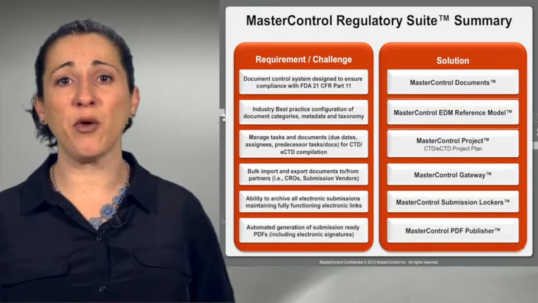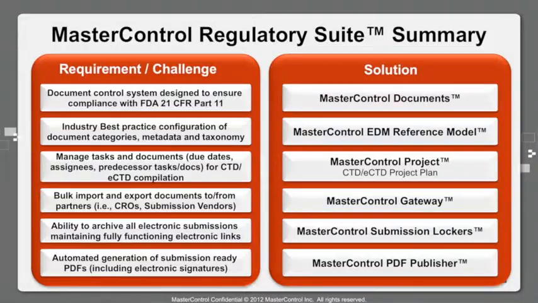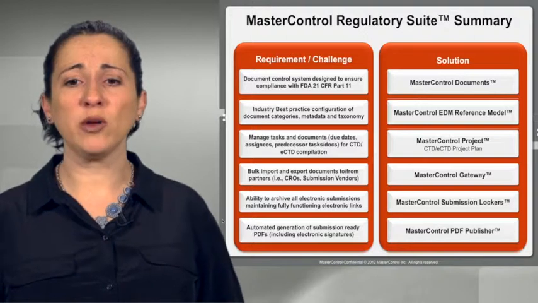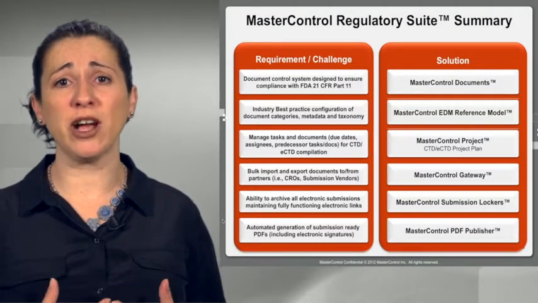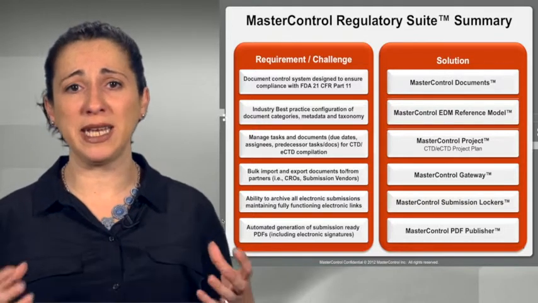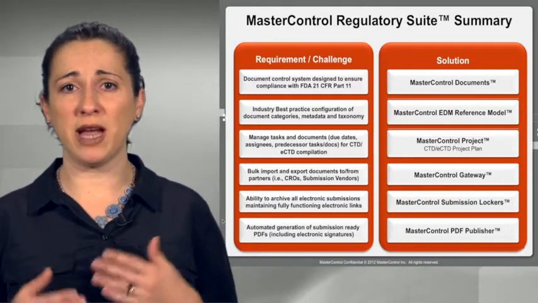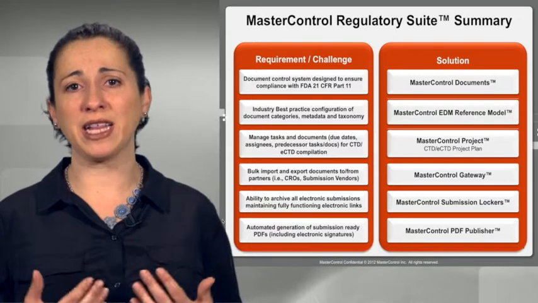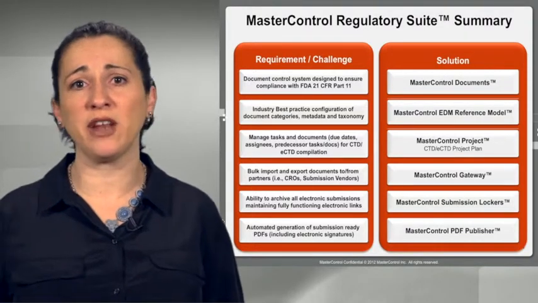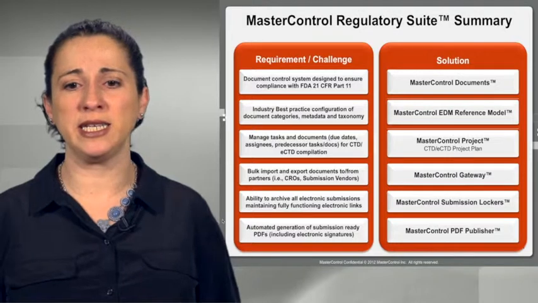We also have that bulk import-export tool, which is our gateway that allows you to push content out of the system for use by a publishing tool, and ultimately use that same tool to bulk import that final submission when that publishing tool has done its job. And then ultimately, our submission lockers will enable you to archive that final submission, and again, a very unique functionality that will enable you to store your final complete electronic submission, being able to leverage all of the hyperlinks, active bookmarks, index XML files, and navigate the entire submission as if it were sitting on a file system or being navigated using an eCTD viewer.